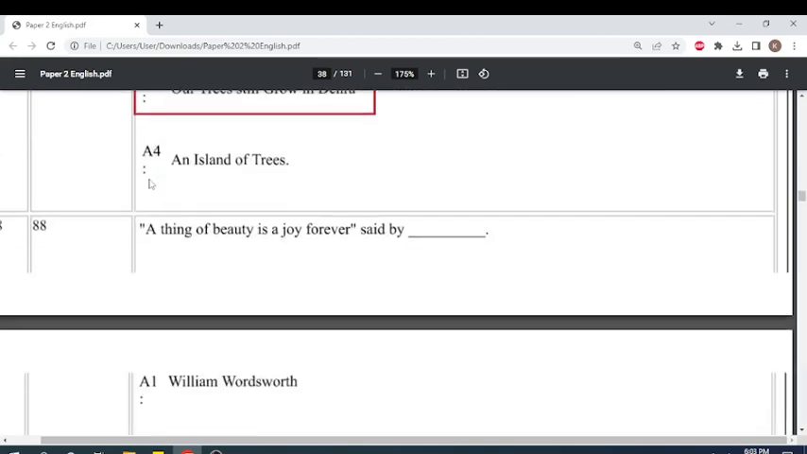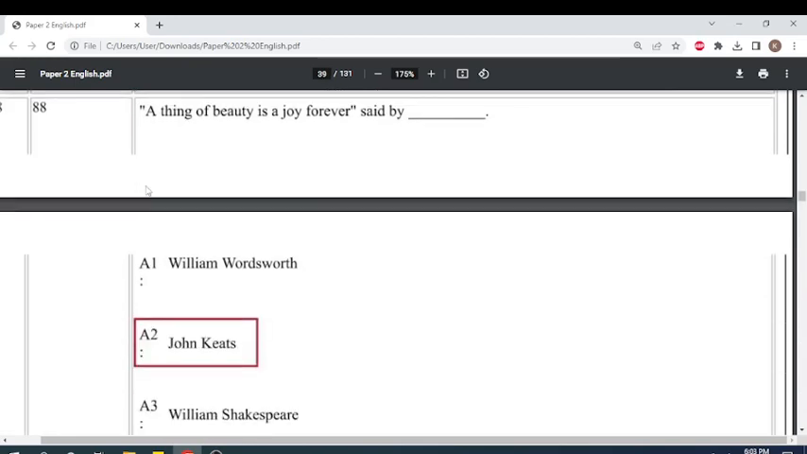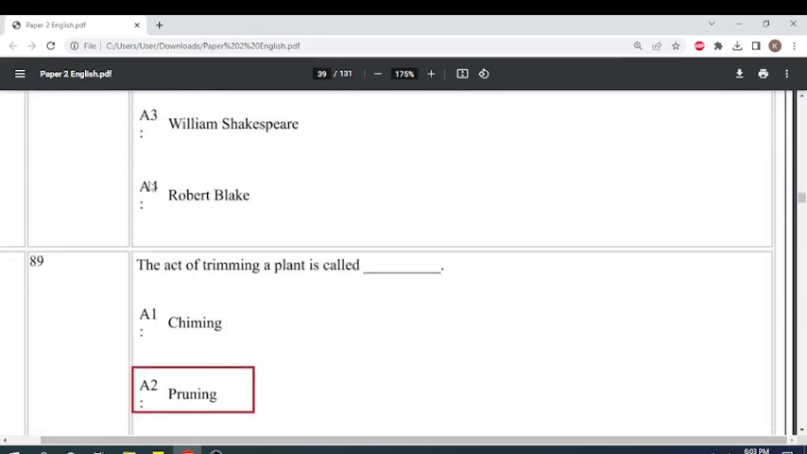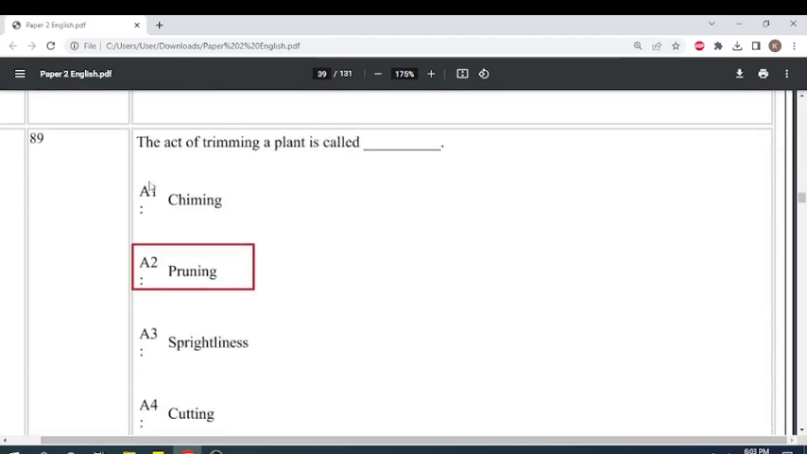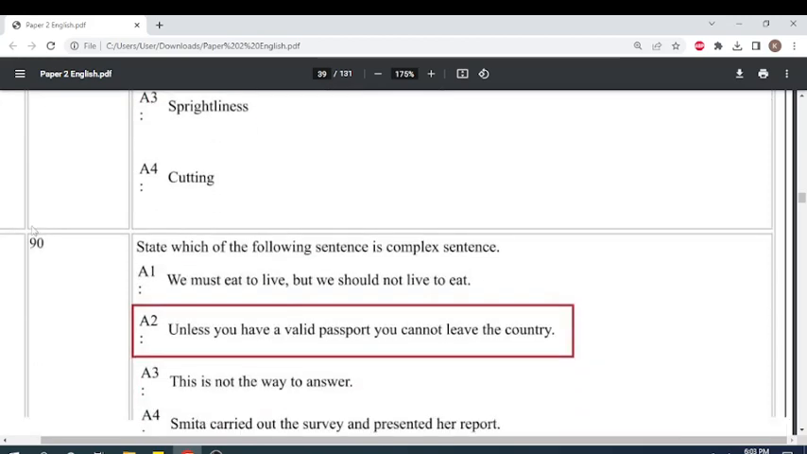88. A thing of beauty is a joy forever, said by? Answer A2, John Keats. 89. The act of trimming a plant is called dash. Answer A2, pruning. 90. State which of the following sentences is a complex sentence? Answer A2, unless you have a valid passport, you cannot leave the country.